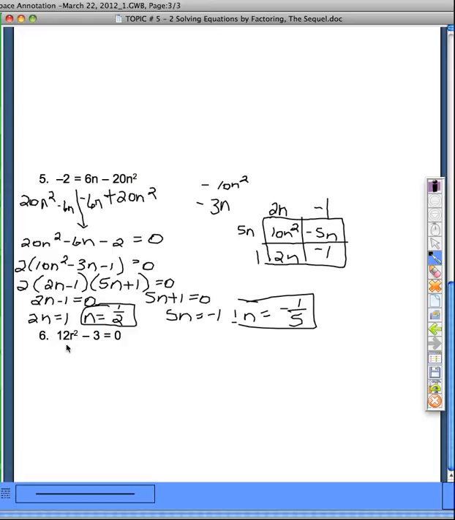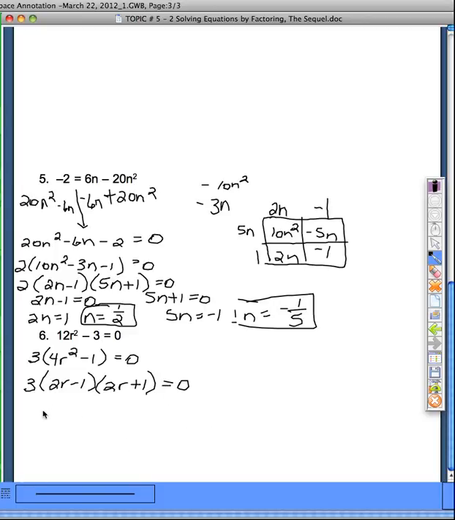All right, again, we have everything equals 0, so now we're going to need to factor. Factor out a greatest common factor, which in this case is 3. That's going to leave me with 4r squared minus 1. You have a binomial. You can take the square root of the first term, that's 2r. The square root of 1 is 1. Minus sign between them, so we have a difference of squares. So that will factor as 2r minus 1 times 2r plus 1. That equals 0.